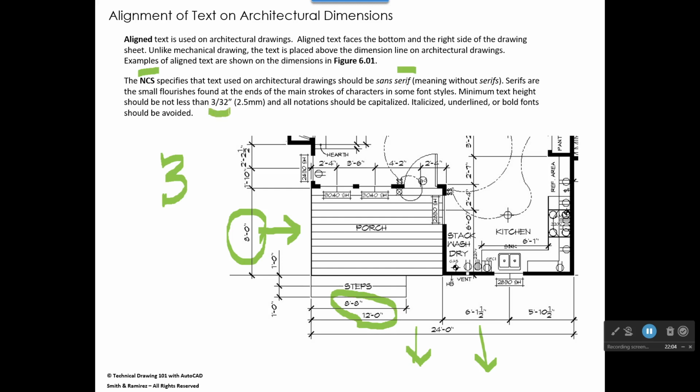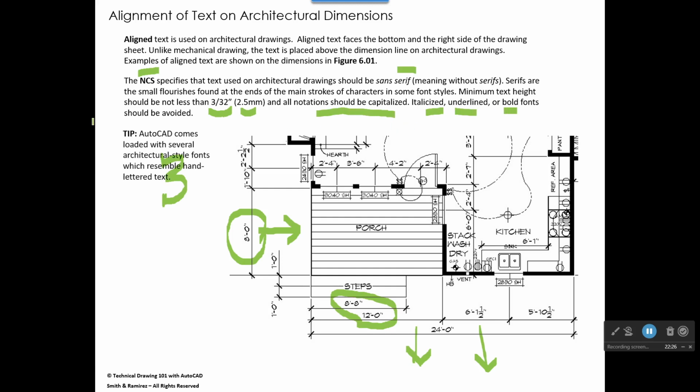So the minimum text height according to the NCS should not be less than 3/32 of an inch when the drawing is printed. That would be 2.5 millimeters if you're in the metric system. And it also says all notation should be capitalized, and italicized, underlined, or bold fonts should be avoided.